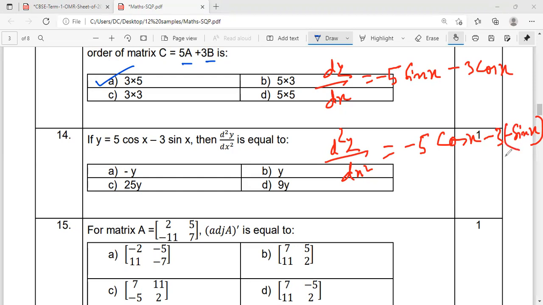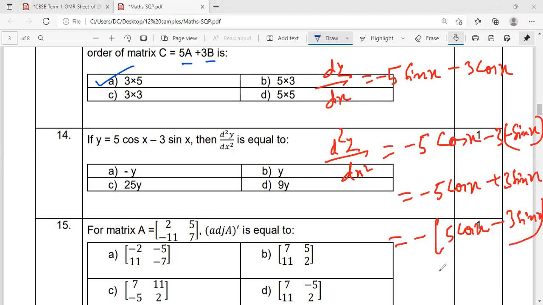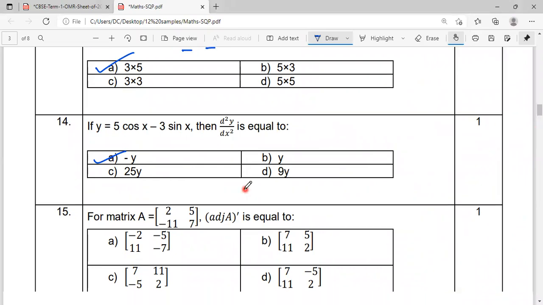So it is minus 5 cos x and plus 3 sine x. In the options we have it in terms of y, can we change this in terms of y? Well, if I take minus common, it becomes 5 cos x minus 3 sine x. That means this is y. So it is minus y. So your answer is A. It's a very simple question. You just differentiate the function twice and you get the answer.